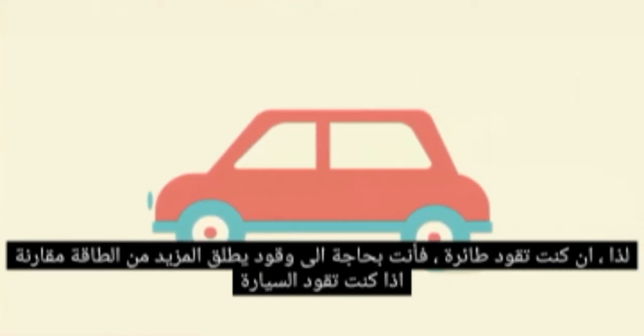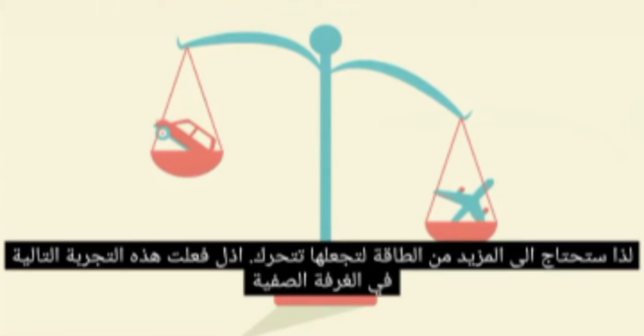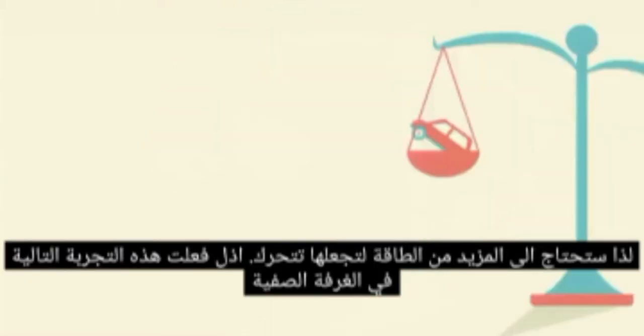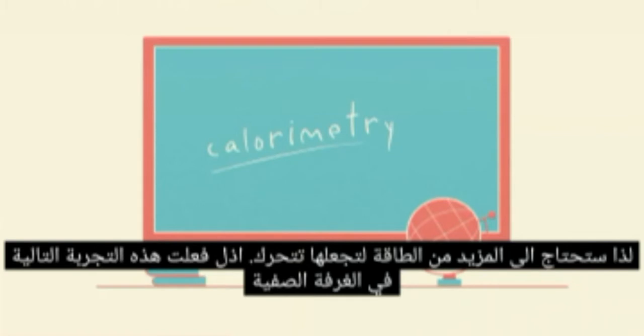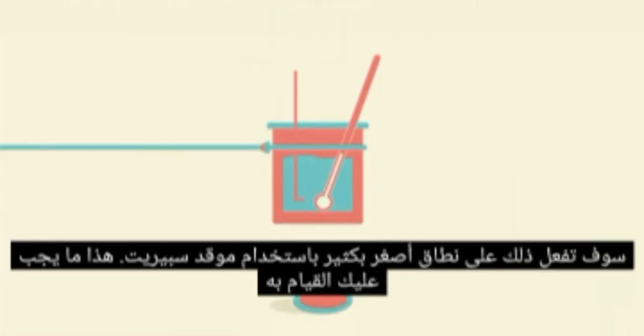So if you're flying a plane, you need a fuel which releases more energy than, say, if you were driving a car. This is because the plane is heavier than the car, so more energy is needed to make it move. In the classroom, if you do this experiment, you would do it on a much smaller scale, using a spirit burner. This is what you would need to do.